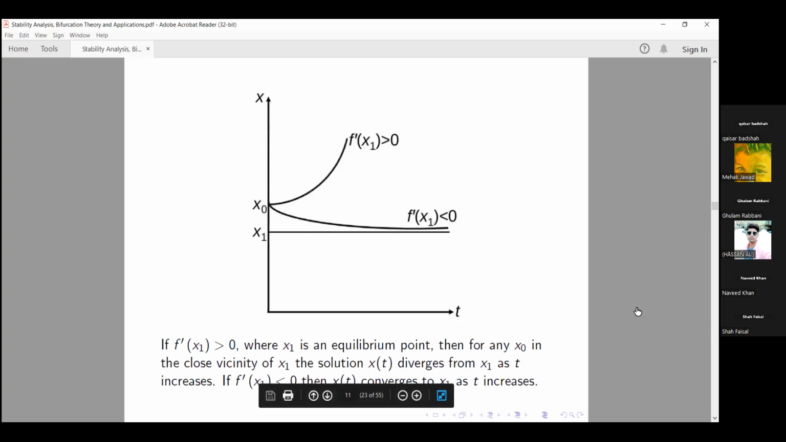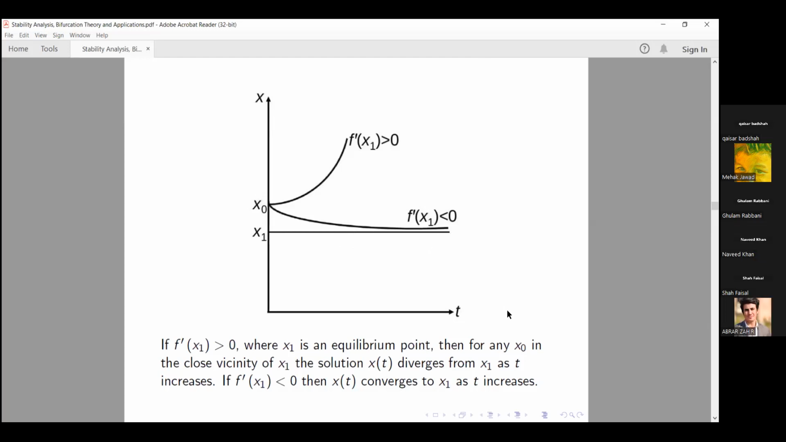And we can see in this diagram what I was trying to talk about, where x1 is the equilibrium point. For greater than 0, we start here with the initial condition and it goes off to infinity. But for less than 0, it will go towards x1 as t increases, because time is obviously increasing.